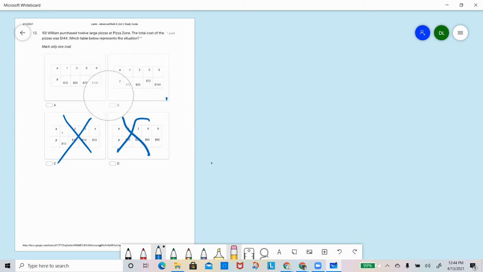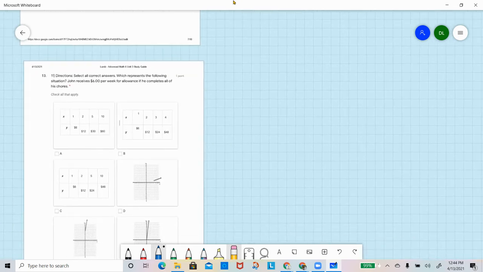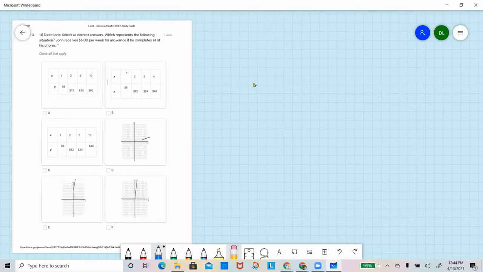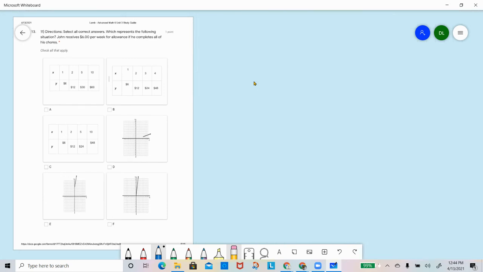Get rid of all of this so it doesn't stay on my screen. Okay, so now we go on to number 11. Whoa, number 11 looks like it's got a lot of stuff in it. It says, select all the correct answers which represent the following situation. John receives $6 per week for allowance if he completes all of his chores. So again, what are we looking at? We're saying for 1 week, he makes $6. Well, then we would know that for 2 weeks, he would make $12. And for 3 weeks, he would make $18. All of those make sense, right?